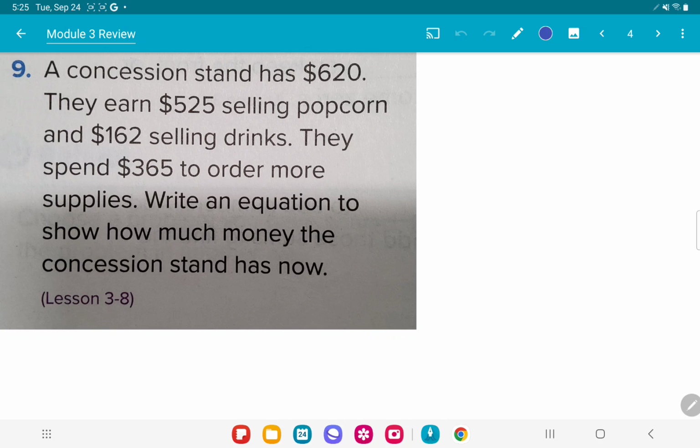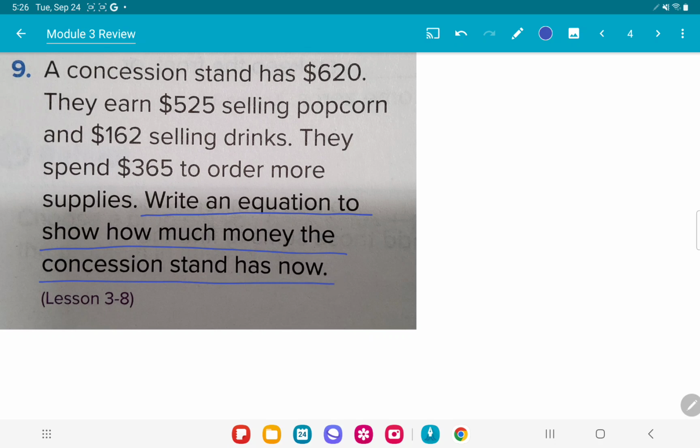Number 9. A concession stand has $620. They earn $525 selling popcorn and $162 selling drinks. They spend $365 to order more supplies. Write an equation to show how much money the concession stand has now. This says write an equation to show how much money the concession stand has now.